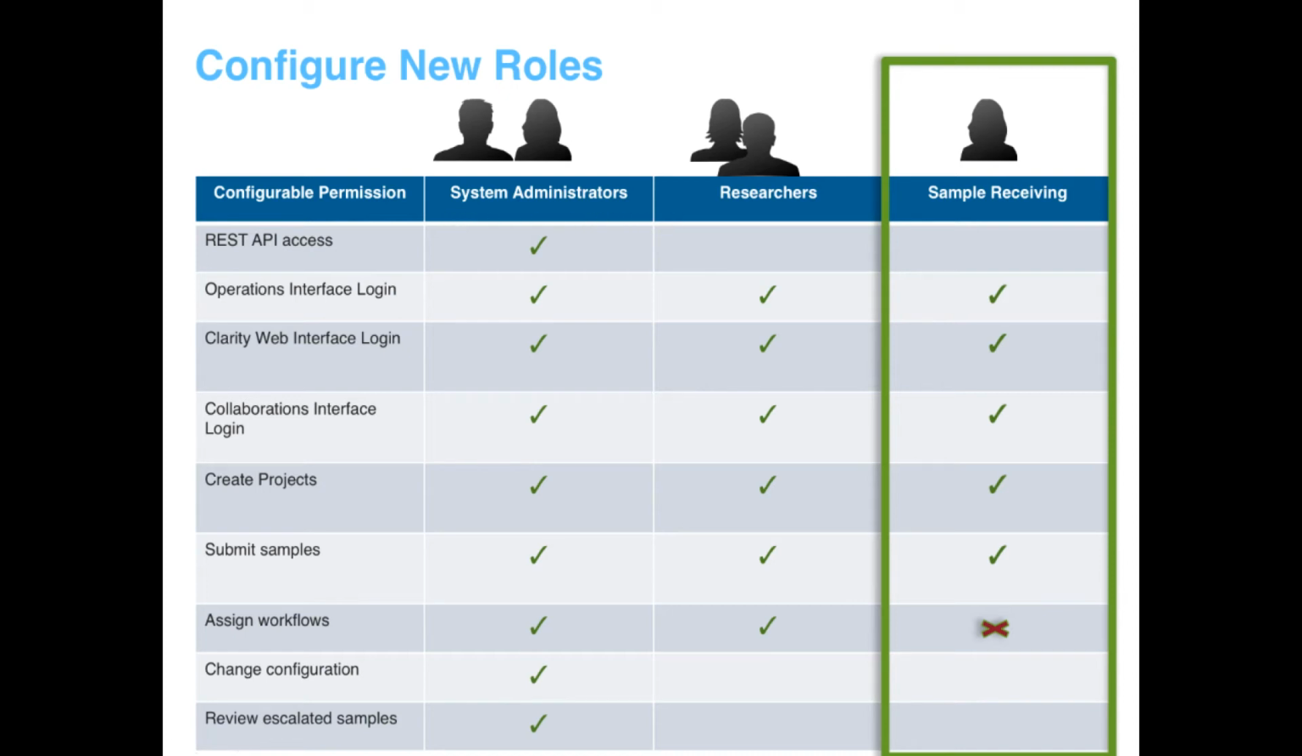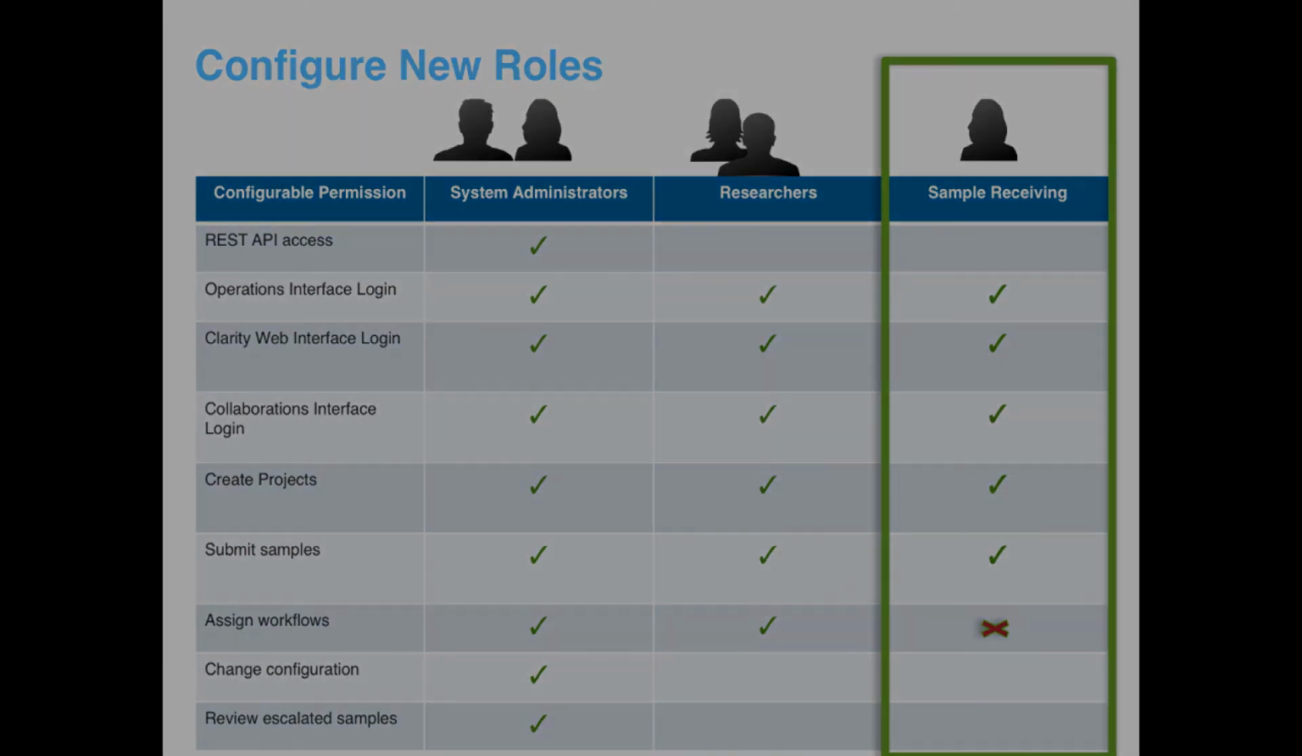In my lab, I have an additional role of sample receiving. These lab members are responsible for receipt of samples when they're delivered to my lab, creating the projects, and submitting those samples. However, they do not have the ability to assign workflows or to perform any work inside Clarity LIMS. So I'd want to customize that role. I would take the same permissions that my researcher role has, create a new role called sample receiving, but remove the ability to assign a workflow, thus allowing this group to have a very specific and custom set of permissions.